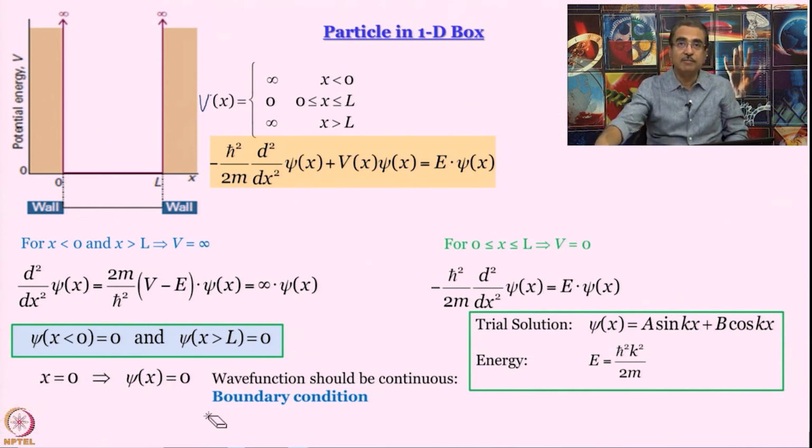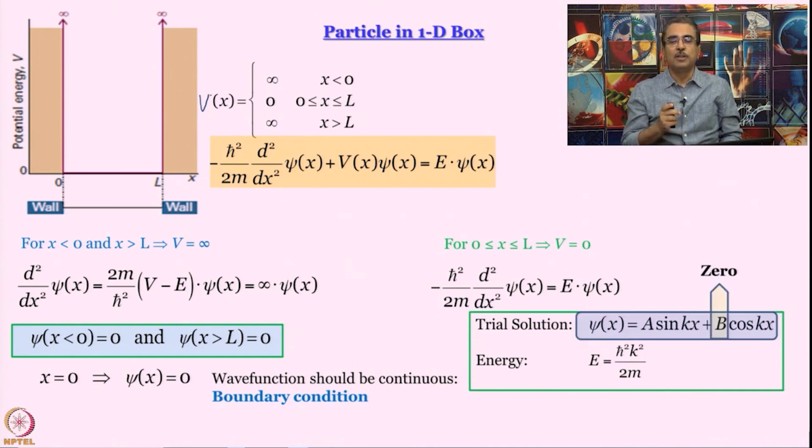And b equal to 0 for everything. It is not as if b equal to 0 only for x. A and b, remember, are independent of x, they are constants. So, we find that when we apply the condition that psi of x must be 0 for x equal to 0, it implies that b has to be equal to 0.